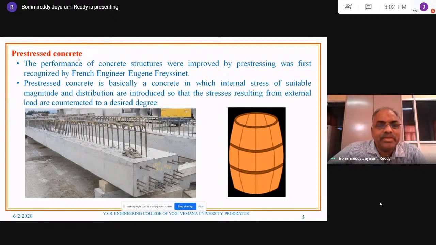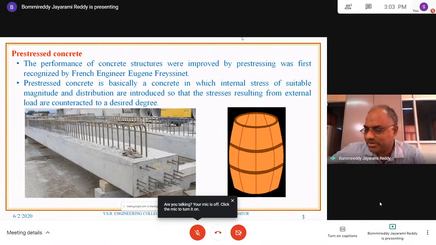In this case, instead of resisting the tensile stresses, we are introducing the compressive stress in the tension zone, so that after the application of the loads, the tensile stresses that are developed will compensate the already introduced compressive stresses, so that the resultant stress will be well within the limits. That is the main motto and concept used in pre-stressed concrete.